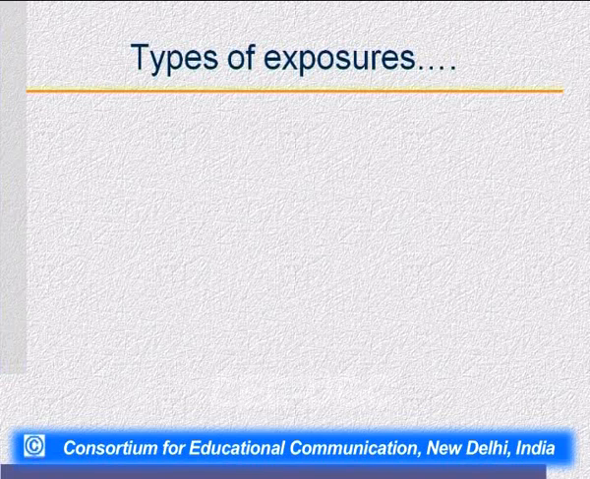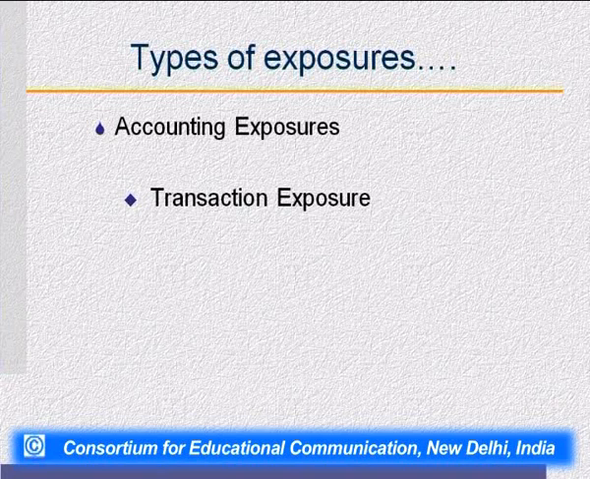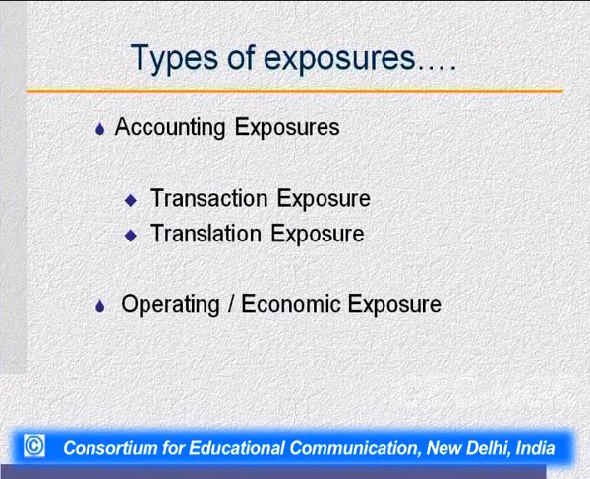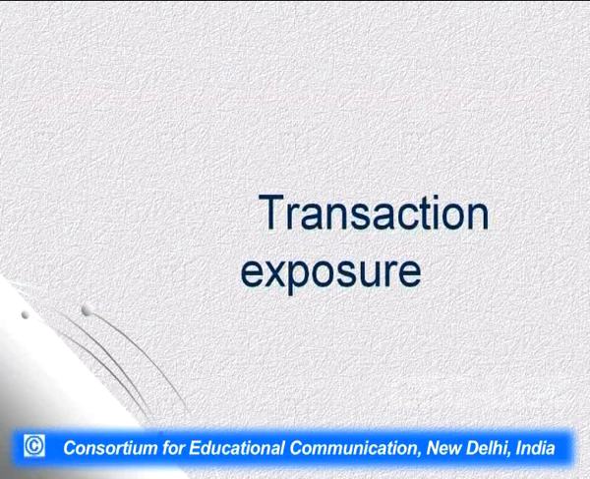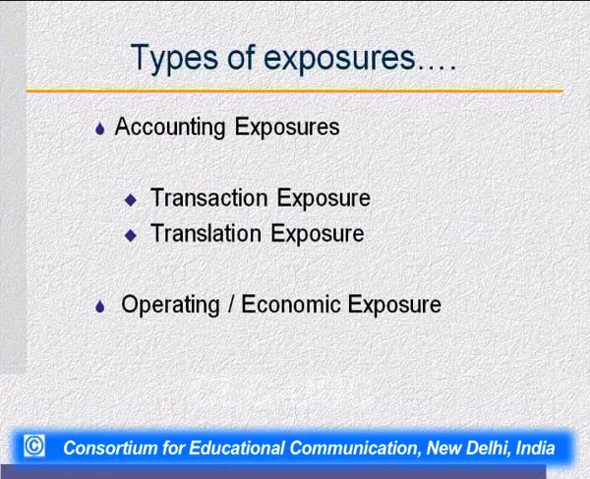And what are the types of exposure there? First is accounting exposure. The second is transaction exposure. The third one is translation exposure. After that we have operating or economic exposure. So these are the types of exposure. There are four exposures we have seen: accounting exposure, transaction exposure, translation exposure, and operating or economic exposure.